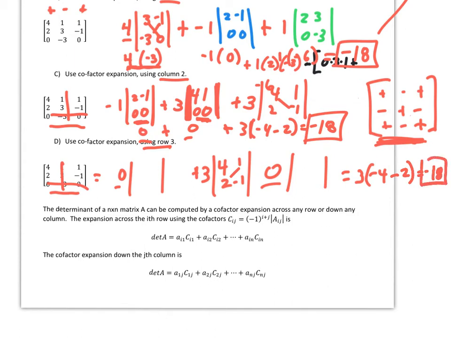So this is quite useful. If I have a row of zeros, that might help me a lot in trying to calculate my determinant by using the cofactor expansion method.